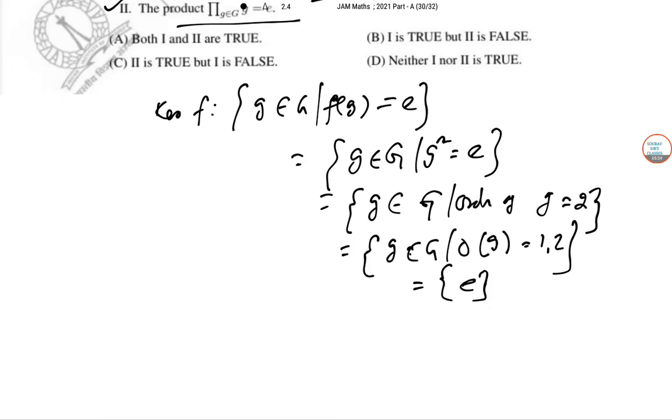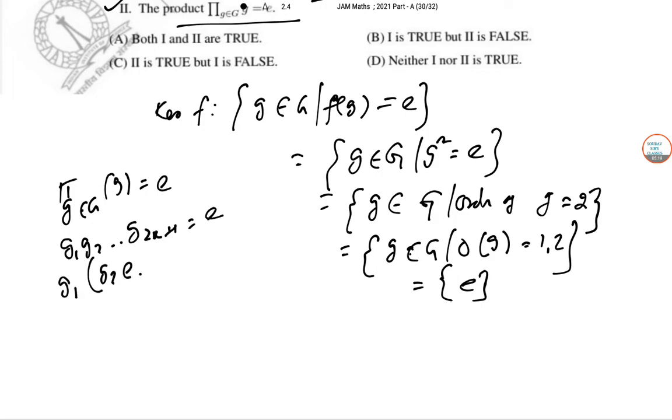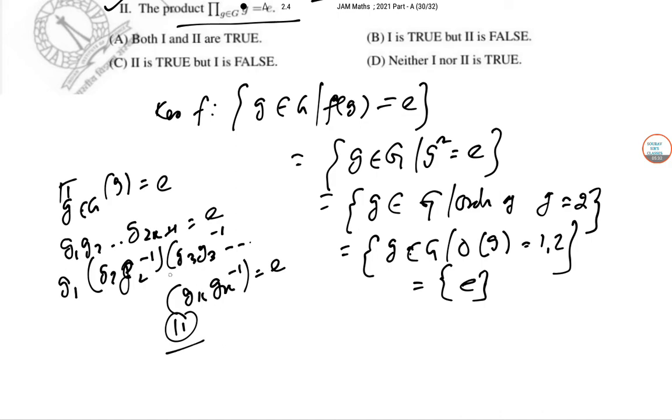Next, the product of g over g in G is e, since G does not have any element of order 2. So g1, g2, ..., g of 2k plus 1 is also e. So g1, g2 times g2 inverse, g3 times g3 inverse, in that way gk times gk inverse is also e. So statement 2 is also correct. So both of the statements are true. Option A is the right answer.